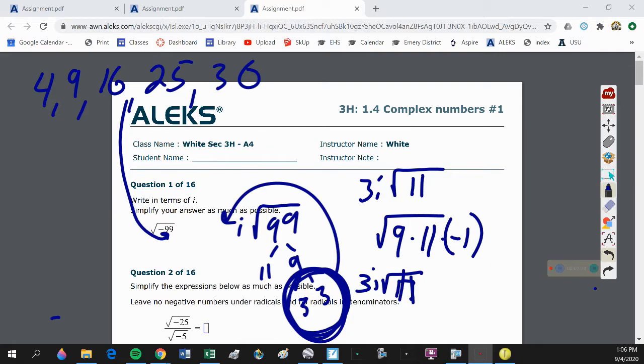What if it was a third root? Then you have to have 3 of them. Why? What's the third root of 2 times 2 times 2? 2. Third root of 8 is 2. Okay? All right.